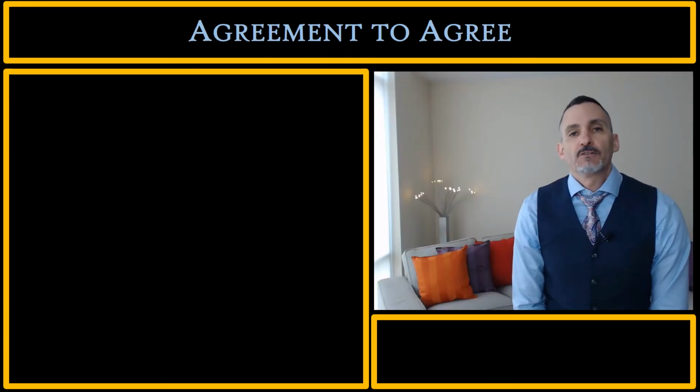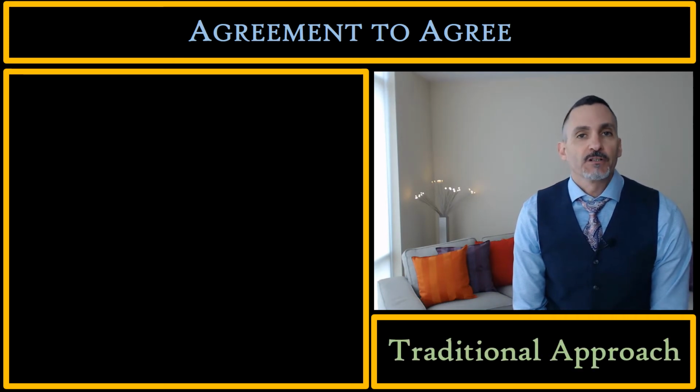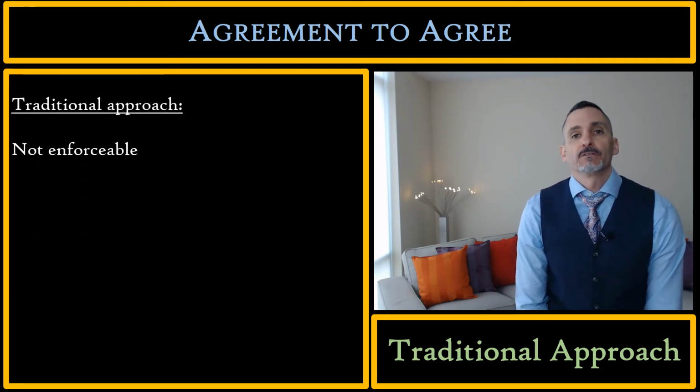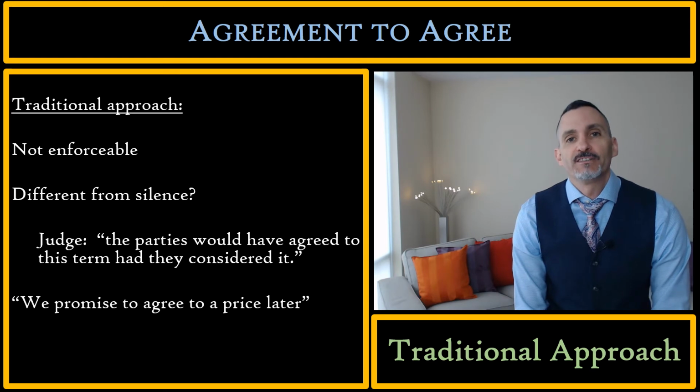All right, let's talk about what a court will do under the common law when the parties agree to agree on a material term. The traditional approach is very much like the traditional approach to vagueness. The courts are reluctant to supply a material term, and the reasoning is the same. The court cannot say the parties did not think about this, but had they thought about it, they would have agreed to this material term, and then supply the material term. The court can't engage in that legal fiction because clearly the parties did think about it.